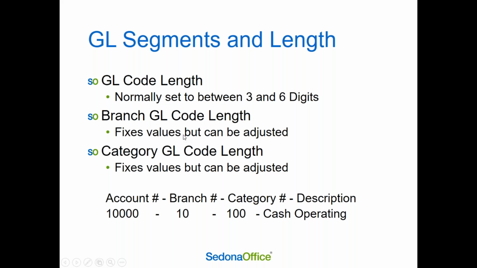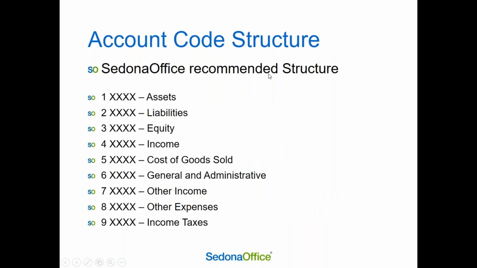Here is what the structure would look like, and what we recommend as far as the numbering sequence goes in Sedona. Your assets will be set up as 1s, your liabilities 2s, and so forth. So in this example, we have 6 digits that we're using here, and we recommend between 5 and 6 digits. It allows for pliability to add accounts in between accounts if you see there is a need for that. So this is the numbering sequence all the way down to other income in the 7 series, with other expenses in the 8. We recommend your income remain in the 4 series.